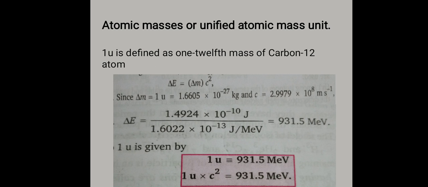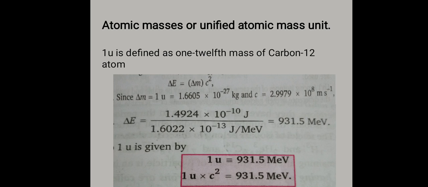Now we can see what we have studied in smaller classes itself. What is atomic mass or unified atomic mass unit, which is denoted by the letter U? Earlier we used to call it AMU, nowadays we use U. So 1 U is defined as the 1 by 12th mass of a carbon 12 atom. Now here is how we can convert 1 U into mega electron volt.